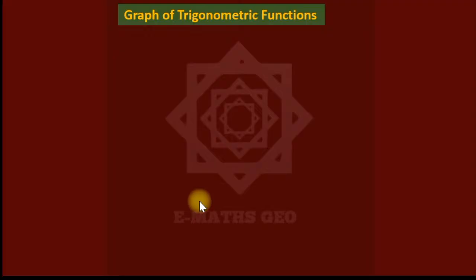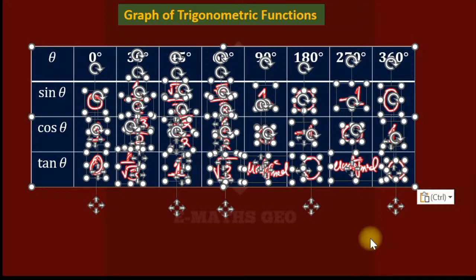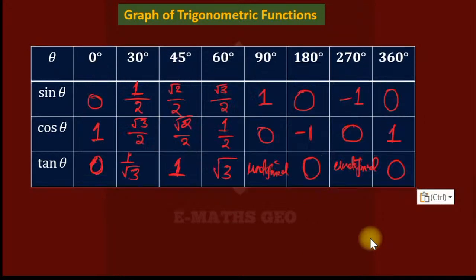We'll look at graphs of trigonometric functions. As before, we're now going to look at the table of special angles. It will help us to sketch the six trig functions. So let's look at the first one.